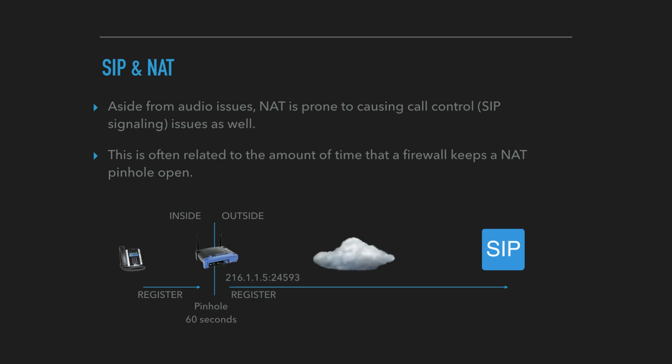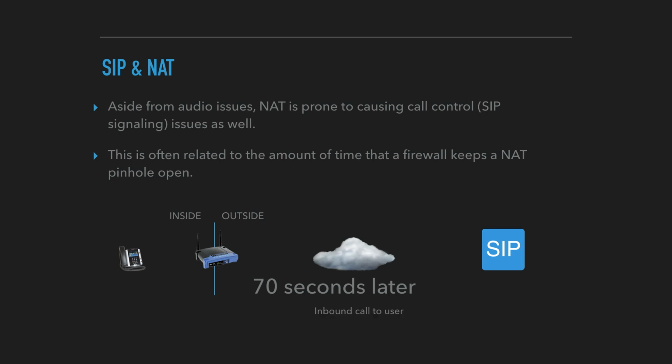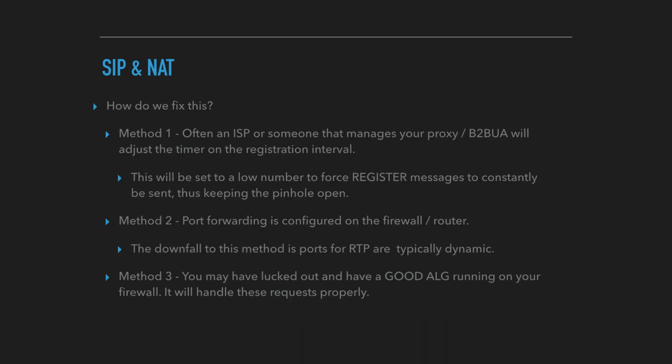Okay, that's a register. We get a response quickly. Everything's cool there. 70 seconds later, an inbound call to the user is being sent from the SIP server. Now, we're trying to use that exact same socket, so that same IP and port combination, but too bad. That NAT pinhole is closed. How do we fix that?